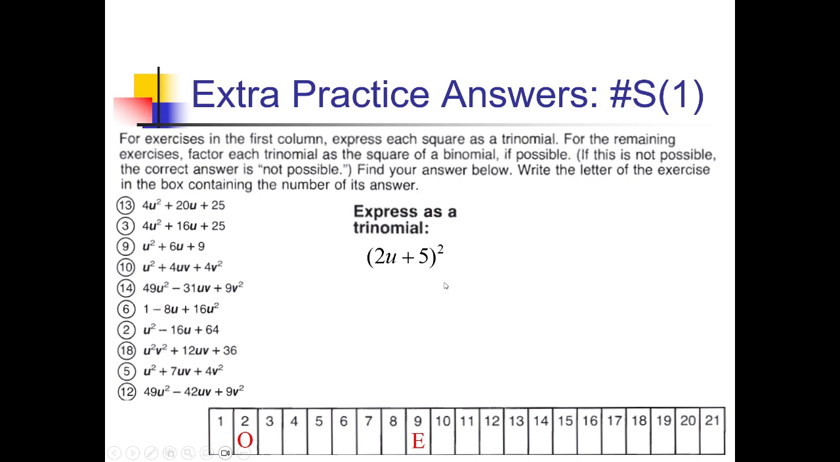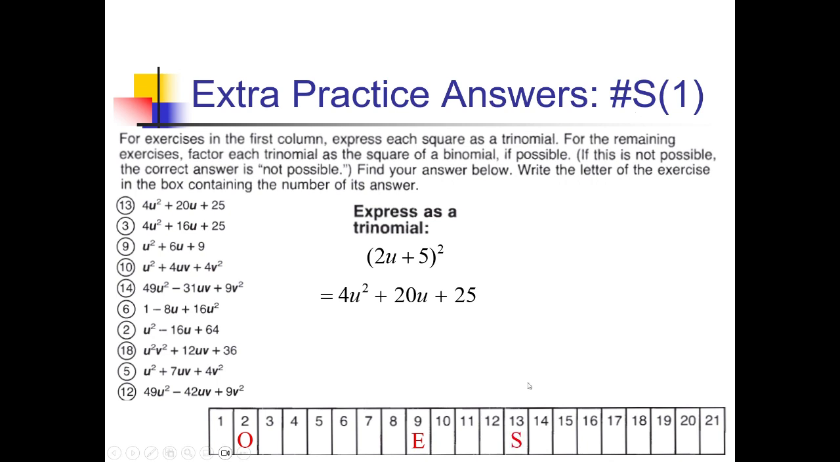On this next one, squaring the first thing gives me 4u squared. Multiplying these together gives me 10u, and then double that gives me a positive 20u for that middle term. 5 squared is 25. And the expression that has all of those is this 13 right here. So 13 is going to get an S.